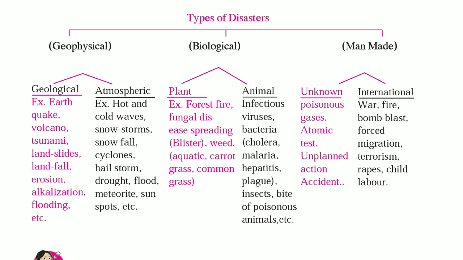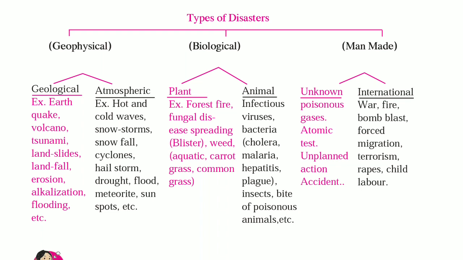Biological are of two types: plant and animal. Plant: forest fire, fungal disease spreading, blister, weed, aquatic, carrot grass, common grass. Animal: infectious viruses, bacteria, cholera, malaria, hepatitis, plague, insect bites of poisonous animals, etc.